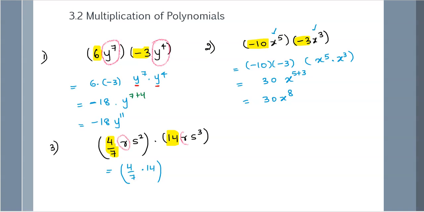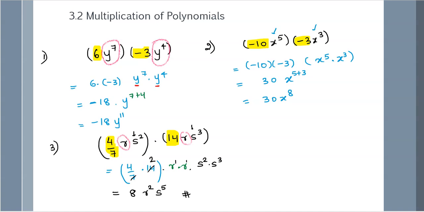Multiply this r and r together. So you have r times r. And then the term which is left, s squared and s cubed, s power 2, s power 3. All this under multiplication. Now 14 and 7 you can cancel by 7. So 4 times 2 gives you 8. r times r is r power 2, and s power 2 plus 3 is power 5. So this is how you work.